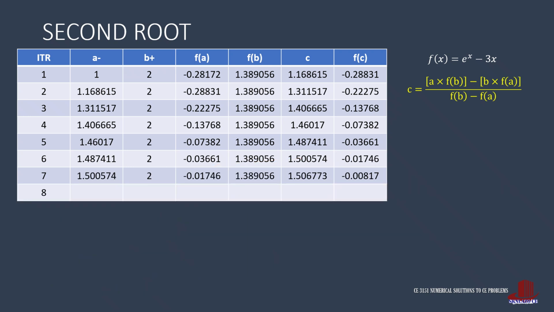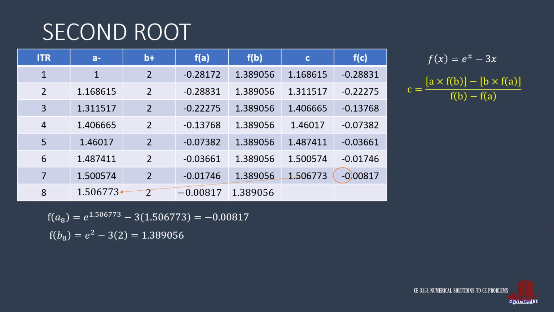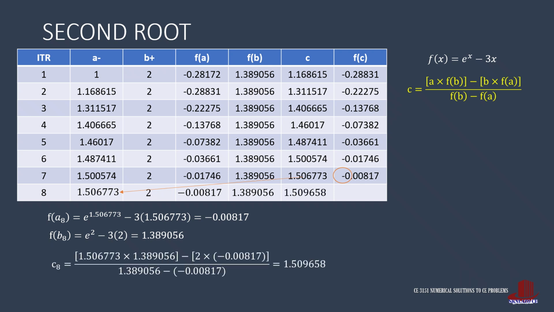Do the same procedure on the 8th iteration. FC is still negative, so A now is 1.506773. B is still 2, and f of A is negative 0.00817. FB remains the same. Compute for C. This time, it turns out as 1.509658. F of C is then computed from this value and results to negative 0.00379. A few more iterations to the end.